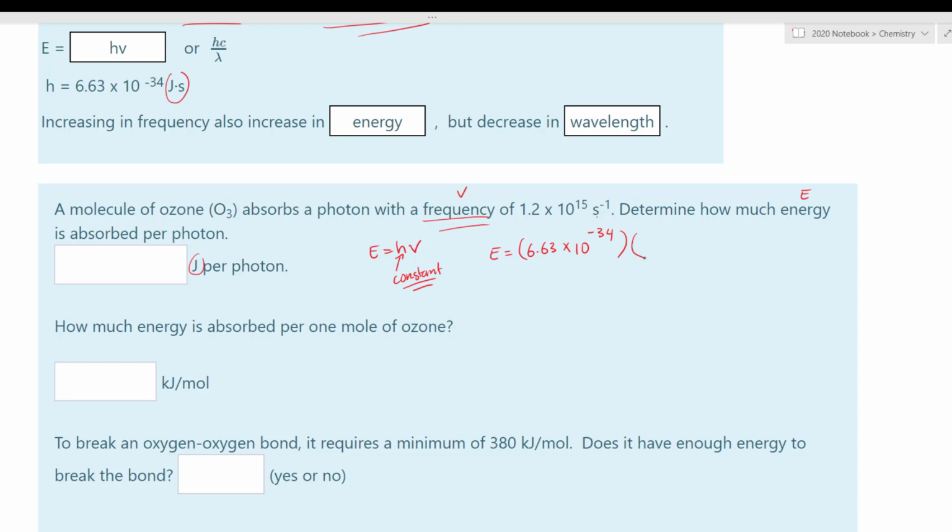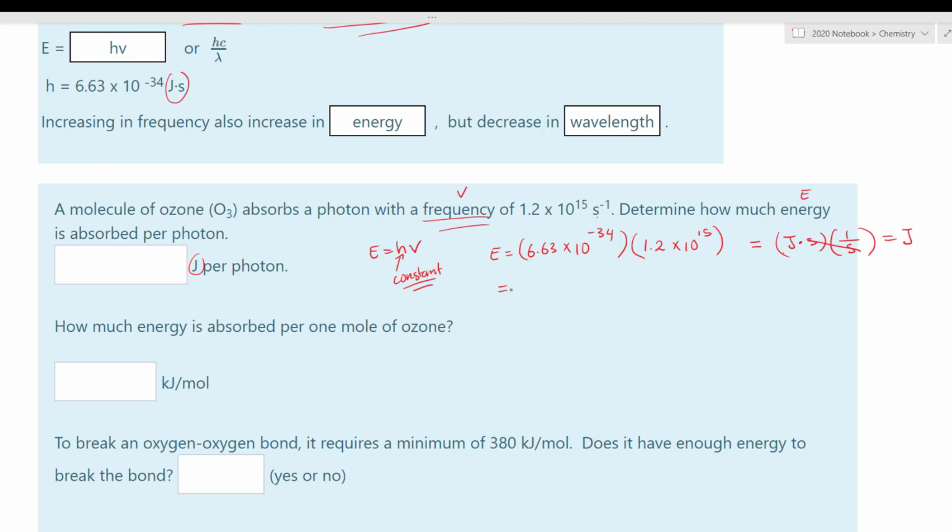I don't want to write too many things. It got confusing. And then for frequency, what do we have? 1.2 times 10 to the 15. Now, just to show you in terms of unit, we have joule times second multiplied by 1 over second. Look what happened. Second cancel out and give us joule. So you can do this without plugging the number.